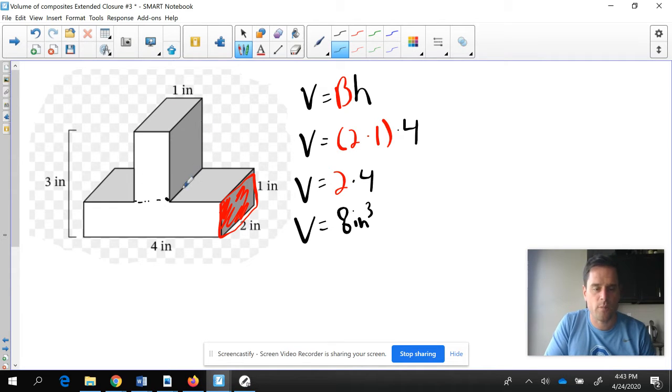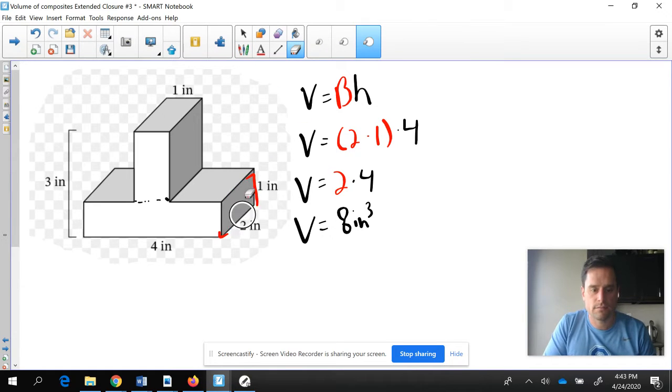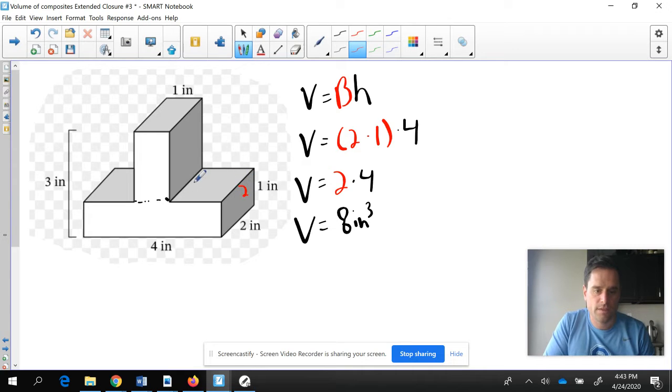So take a look at this volume. It doesn't give us a lot of information. We have to look at our lengths on the bottom to determine the lengths on the top here. So I have this 1 here. I now have to find this length here. I need to find the base. So this is going to be 2. This is going to be 2. And this is going to be 2 right there.